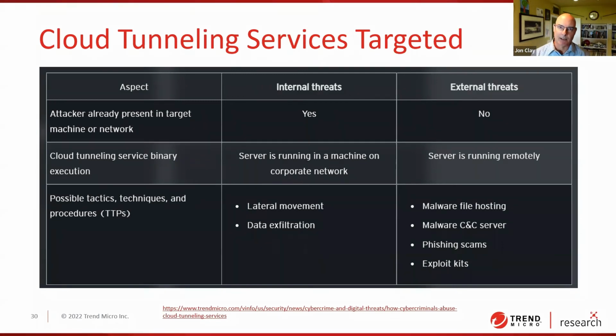TTPs that we're seeing utilized in these types of attacks are lateral movement and data exfiltration on the internal threat side. On the external threat side, that's pretty much typical hacking you're going to see: malware, hosting, CNC servers being utilized, phishing scams, exploit kits, all of those are going to be running. So if you utilize a cloud tunneling service, you may want to read up on that research. It's available. You can see the link on the bottom of the page here that gives you a link to the research report that we published.